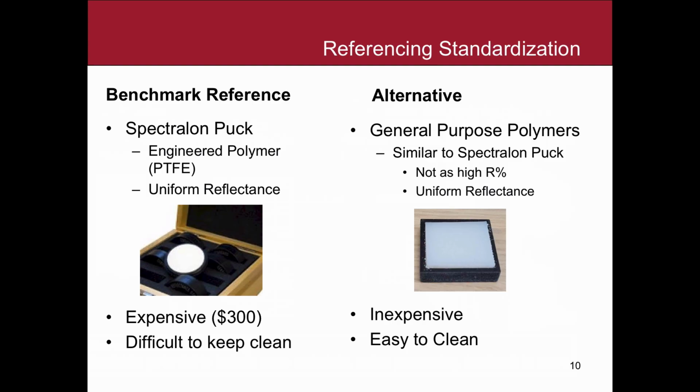So we wanted to look for alternative approaches to that by having a polymer that is similar to a spectrum puck. It doesn't necessarily have to be as high reflectivity, but we do need it to be uniform. The alternative polymer, we want it to also be inexpensive and easy to clean, since we'll be using this in low and middle income settings.